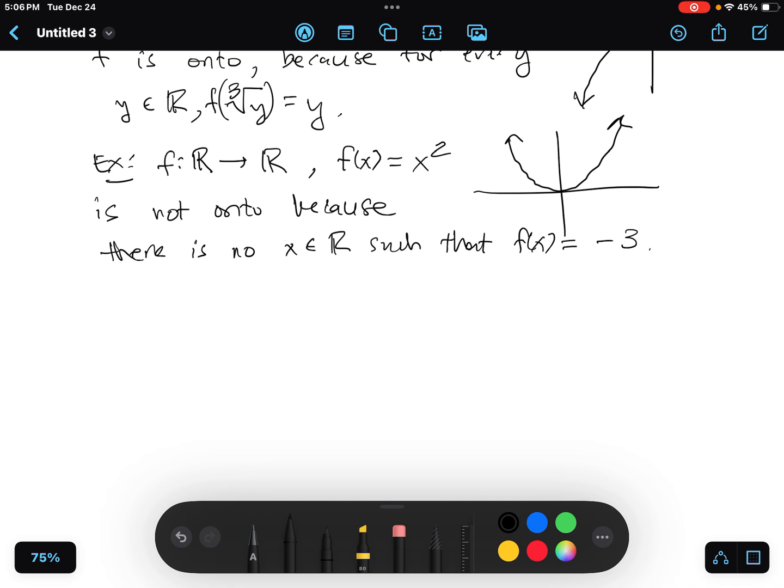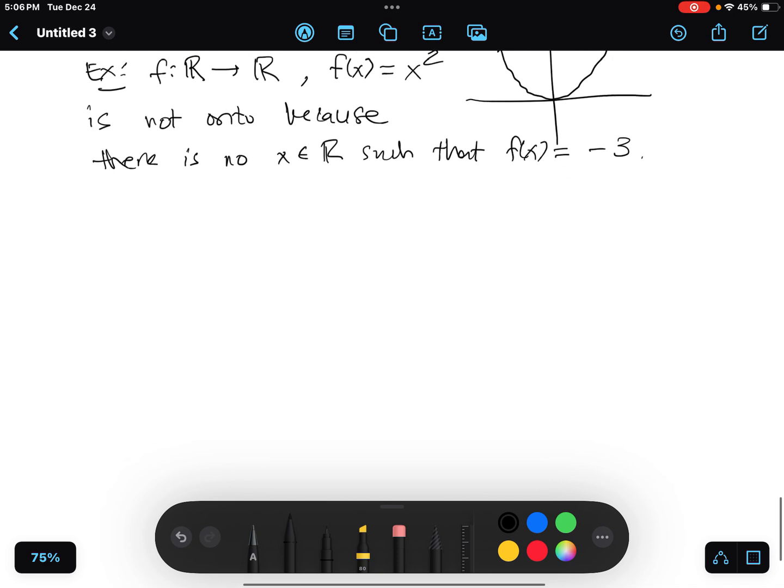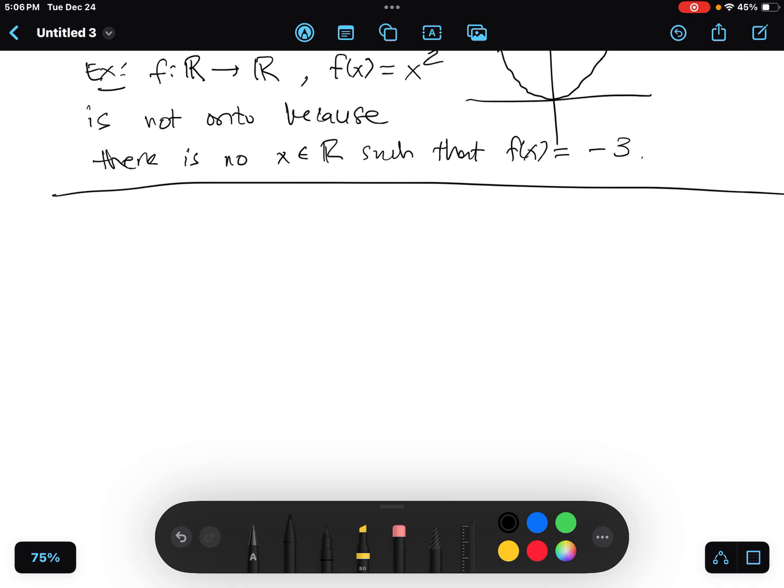Okay, now that we have an idea of what onto functions are, let's apply this to thinking about what it means for a linear transformation to be onto. Okay, so that's our general discussion of onto functions. Now let's go back to the linear algebra part. So let's say that you have a linear transformation from Rn to Rm.